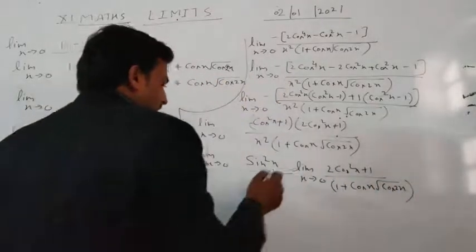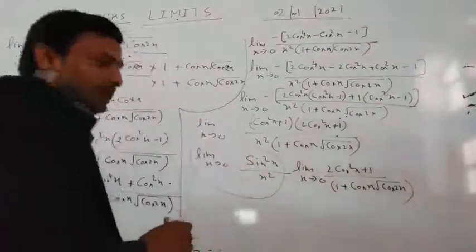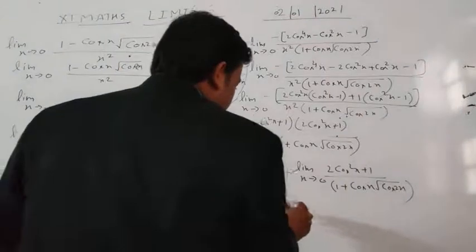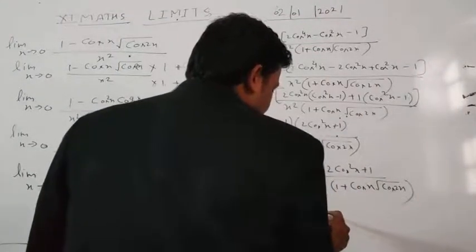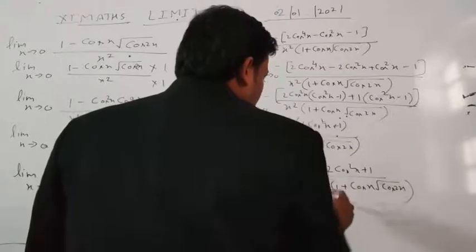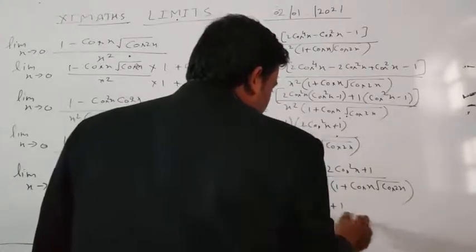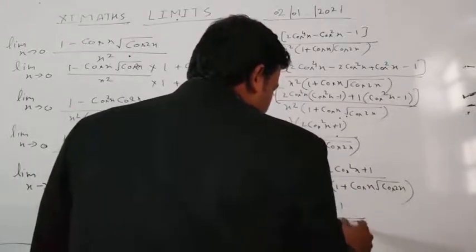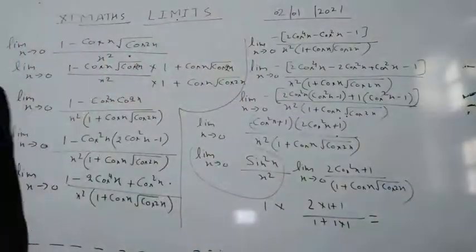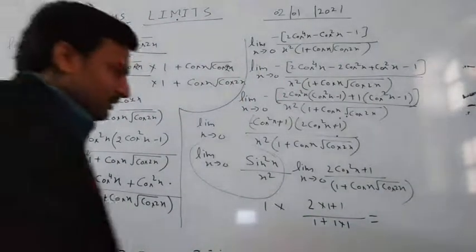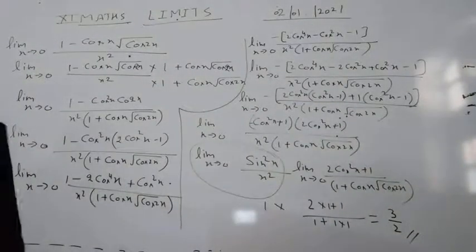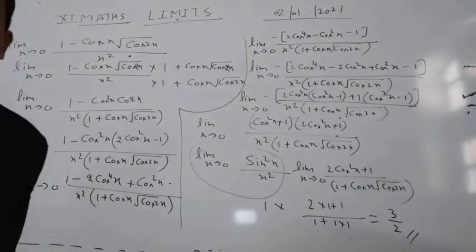Okay student, now this part is equal to 1, and in the remaining part we will put our values and get our result. So this is 1 into, and this is 2, cos 0 is 1, so we write 2 into 1 plus 1 by 1 plus, and this is 1 and this is 1. So student, we are getting 3 by 2, and this 3 by 2 is our required result. I hope you understand students.